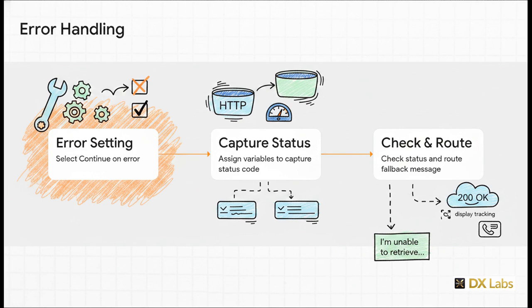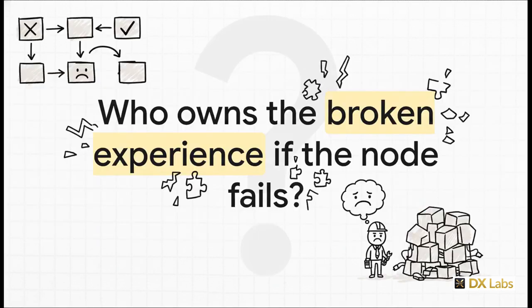Step 3. Add a condition right after your HTTP node. You want to check if topic.statusCode equals 200. A 200 code means everything is perfect, the request succeeded, and you can display the tracking result. Any other value? That triggers your fallback route, providing a polite message like, "I'm unable to retrieve your shipment status right now, please try again later." You keep the conversation moving, give a clear next step, and completely hide the ugly raw error details from the chat. Configuring Continue on error gives the user a clear path forward when external systems fail.